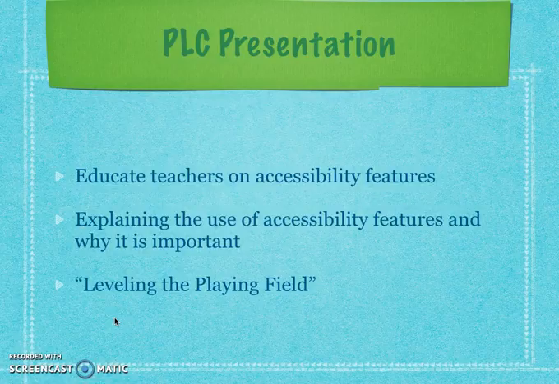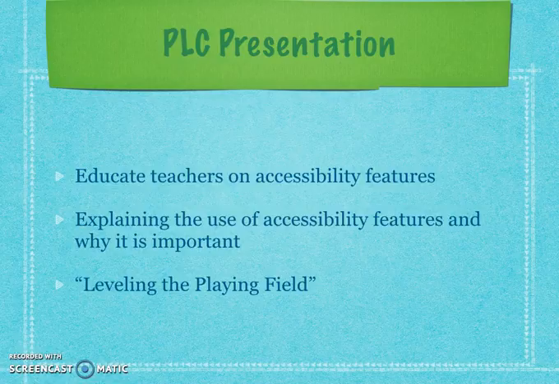The next step of this process was to create and to deliver a presentation about available accessibility features to the teachers at Westside Elementary School. The presentation was delivered through weekly professional learning communities, or PLCs, that we have that meet by grade level. During the PLCs, many teachers expressed that they did not know about the accessibility features that were available.